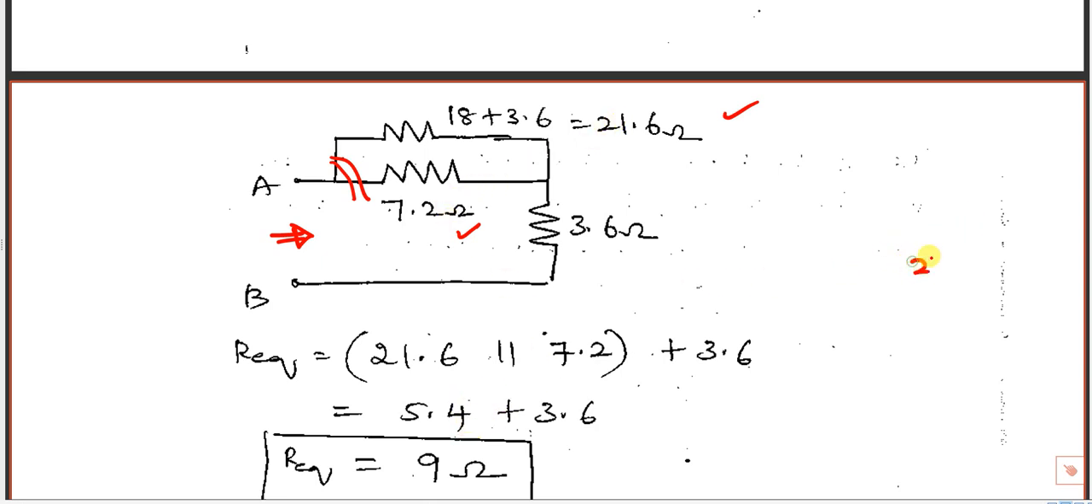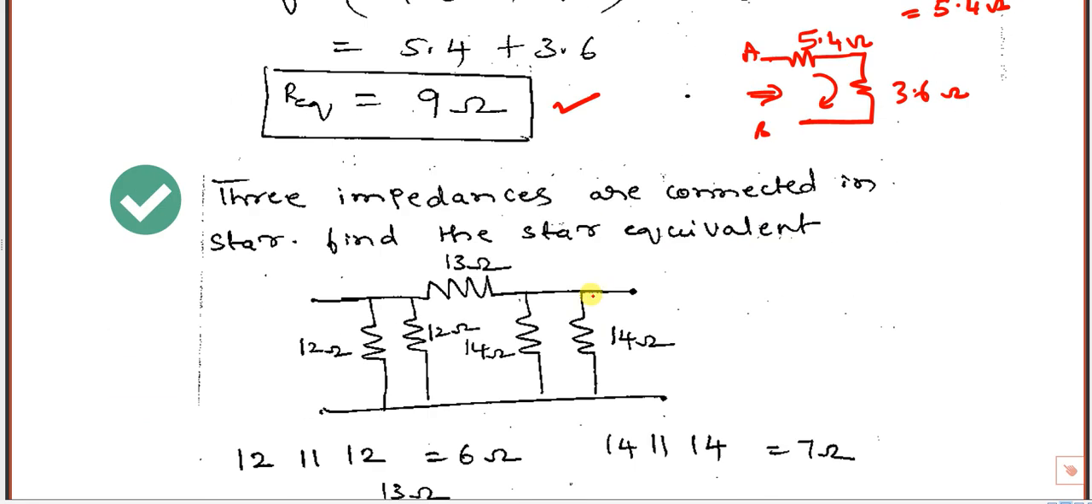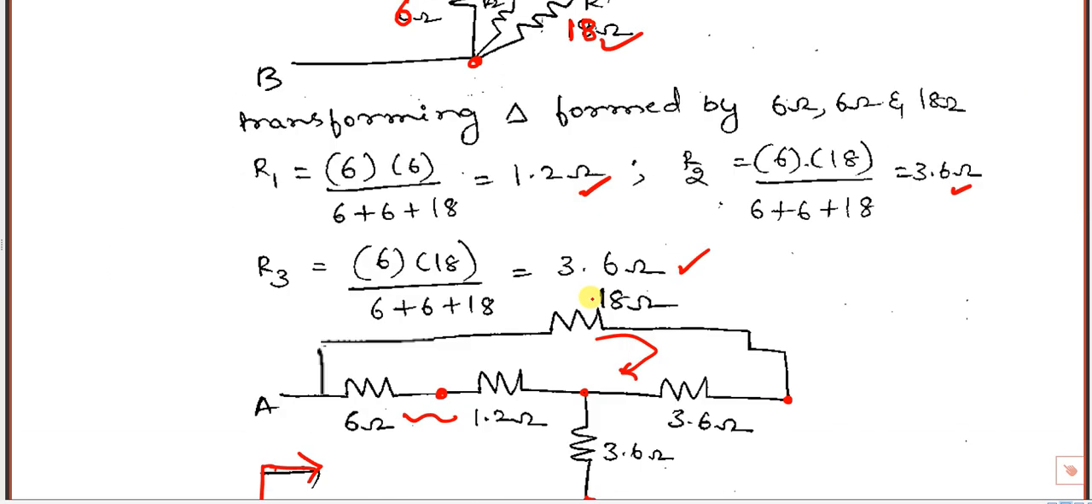That is 21.6 into 7.2 divided by 21.6 plus 7.2. That will give you 5.4 ohms. And finally, the last equivalent resistance: this is 3.6 ohms, this is 5.4 ohms, and looking from this terminal, these two are in series. So 5.4 plus 3.6 is 9 ohms. This is also a very, very important problem.